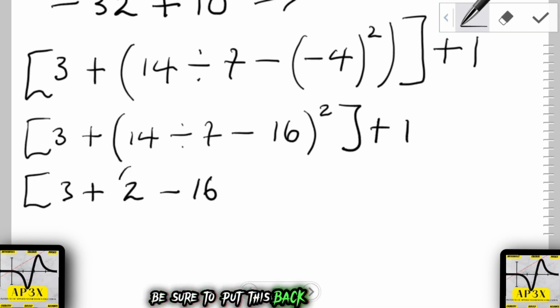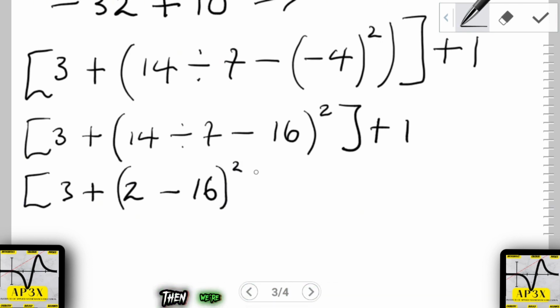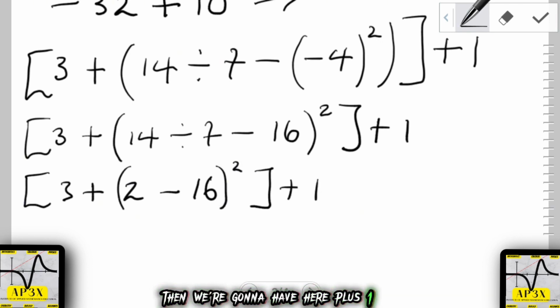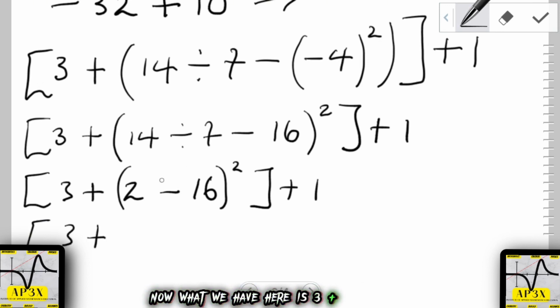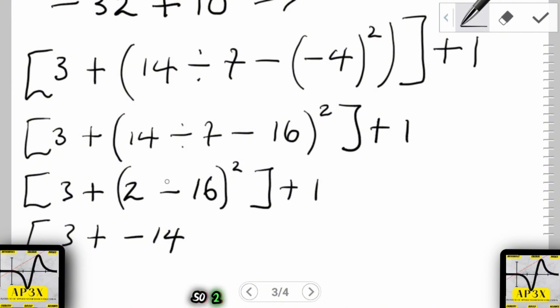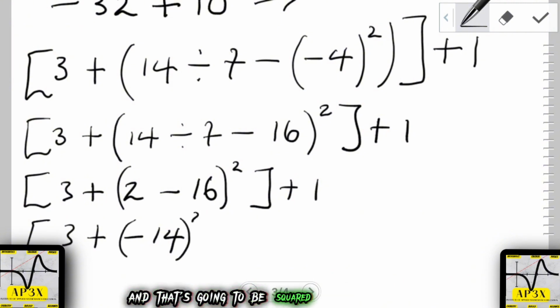Be sure to put this back in a bracket because it is being squared. Okay, then we're gonna have here plus 1. Do not forget to put back your bracket. The only time the outer or inner bracket is gone is when we get a single value. Now what we have here is 3 plus 2 minus 16, that's -14. So 2 minus 16 is -14, and that's going to be squared here plus 1.